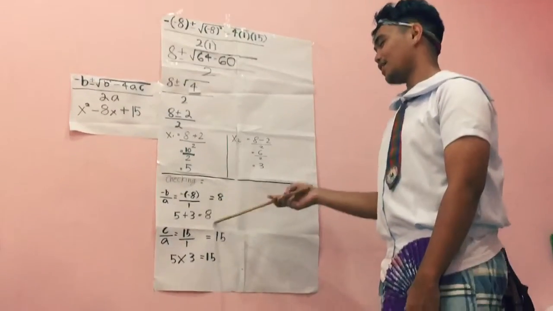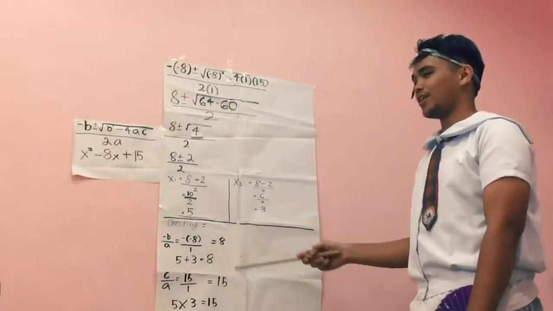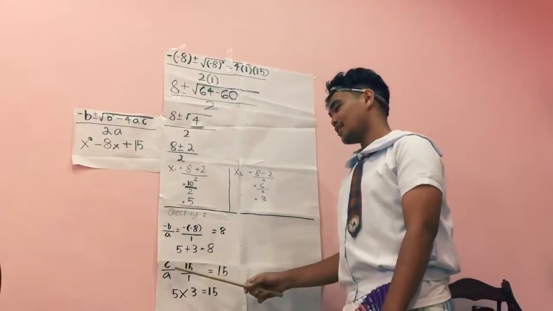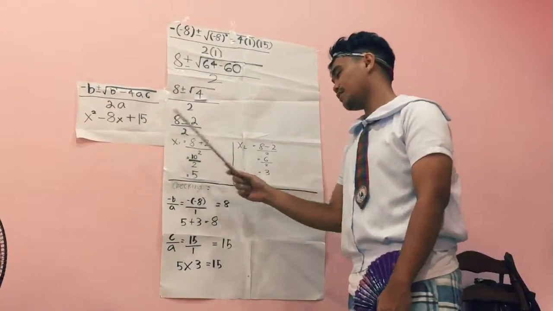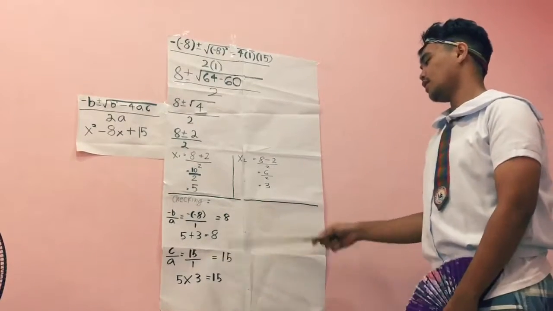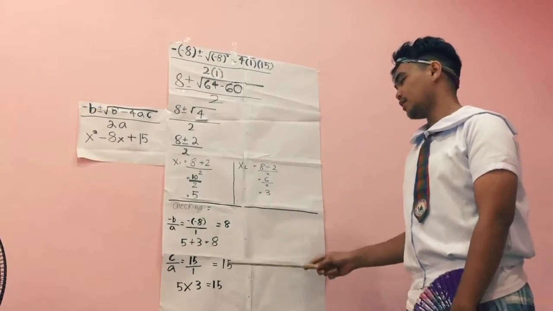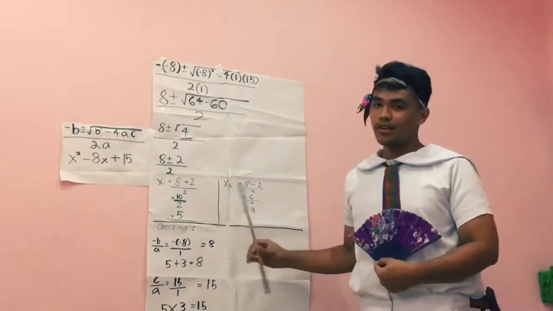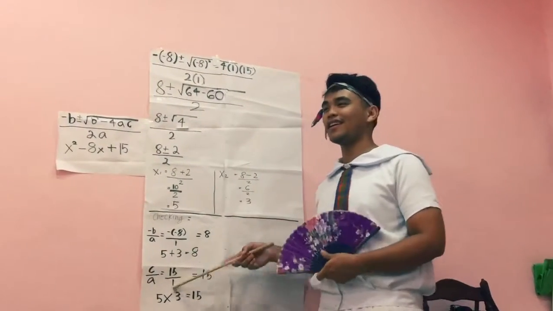That's the first formula. This is the same. If the answer is the same, the checking is correct. Now the second formula is C over A. You copy C, which is 15, and A 1 equals 15. Then you times 5 and 3 equals 15. So that is how you check your quadratic formula.